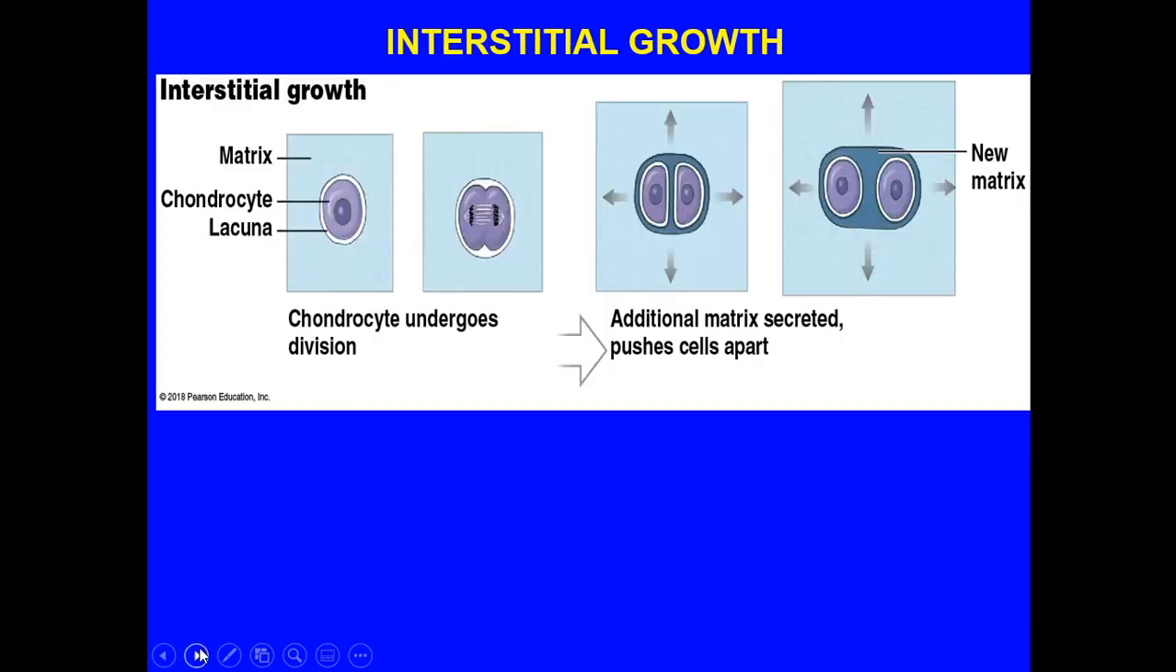Now, interstitial is a situation where the chondrocyte in the lacunae, surrounded by matrix, undergoes division and it's in all different directions. Literally, the additional matrix secreted pushes the cells apart.